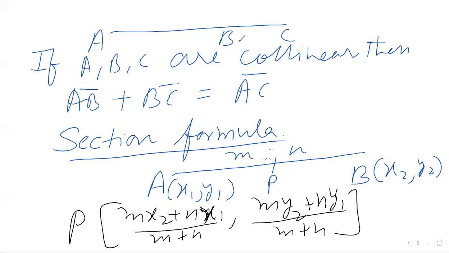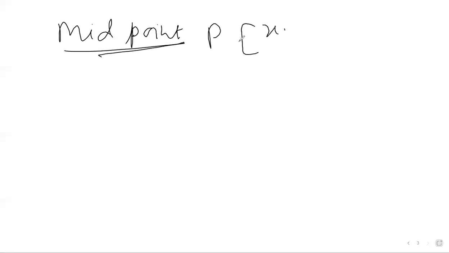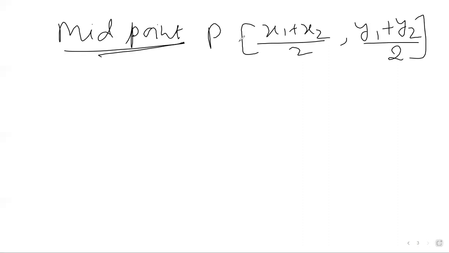And from here, if m equals n, then P will be the midpoint. So from here, the midpoint formula is derived. If P is the midpoint, then it will be (x1 plus x2) upon 2, (y1 plus y2) upon 2. This will be the midpoint.